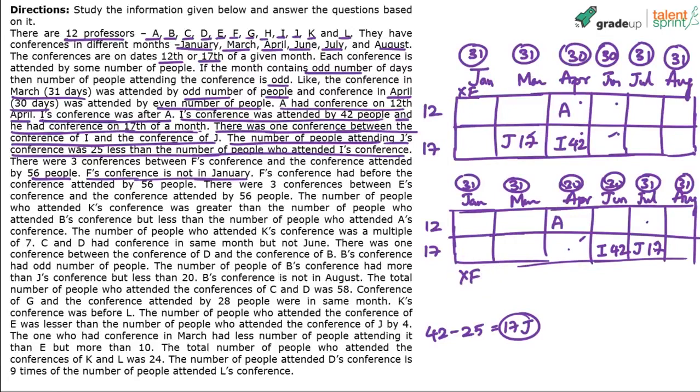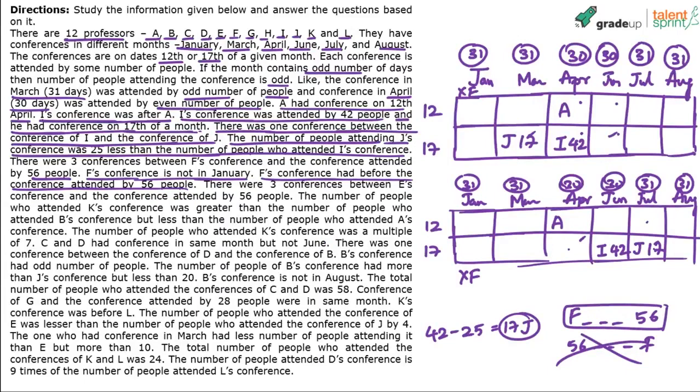Then he also says that F's conference was before the conference attended by 56 people. See, when he says there are 3 conferences between F and 56, what are the possibilities? F dash dash dash 56 or 56 dash dash dash F. Because there are 3 between F and 56. But the next point, which says F's conference was before the conference of 56 people, rules this out. This is the only possibility. F should come before 56. And there should be a gap of 3 between F and 56.